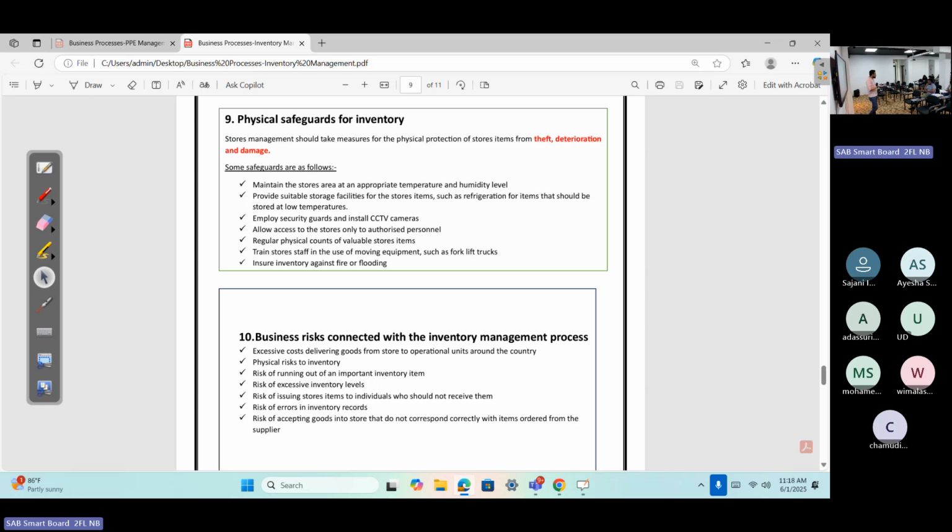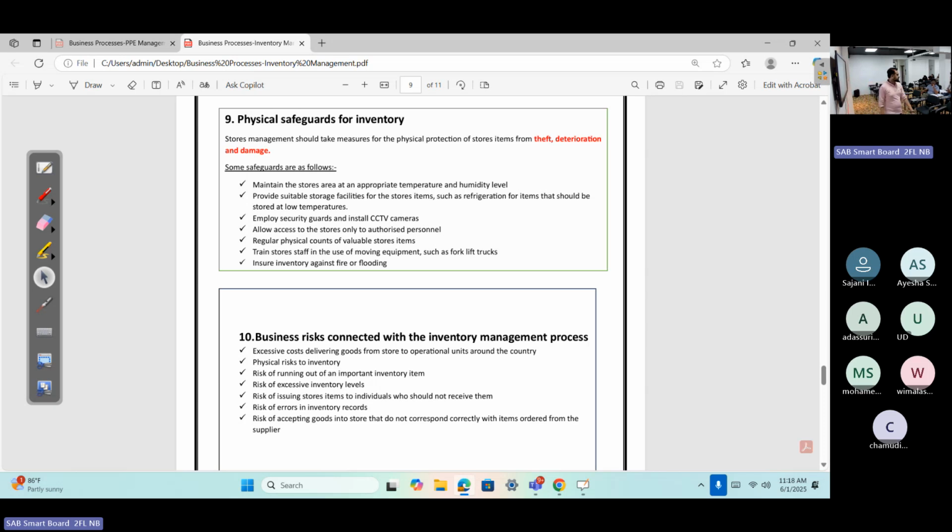So using some items or the food items, that is also a safeguard. CCTV cameras, allow access to the stores only to authorized persons. Regular physical counts of valuable stores items. Train store staff in the use of moving equipment such as forklift trucks. What is meant by this? How will this help to protect inventory?